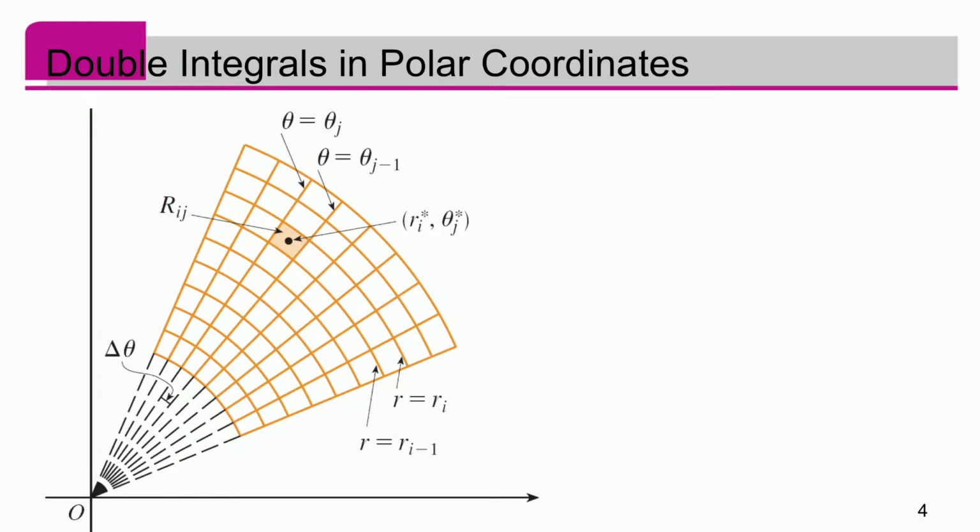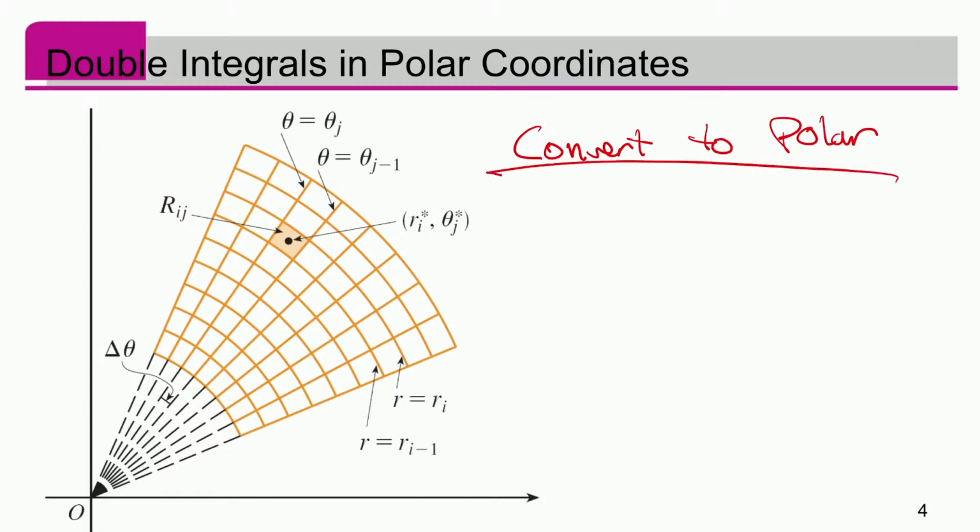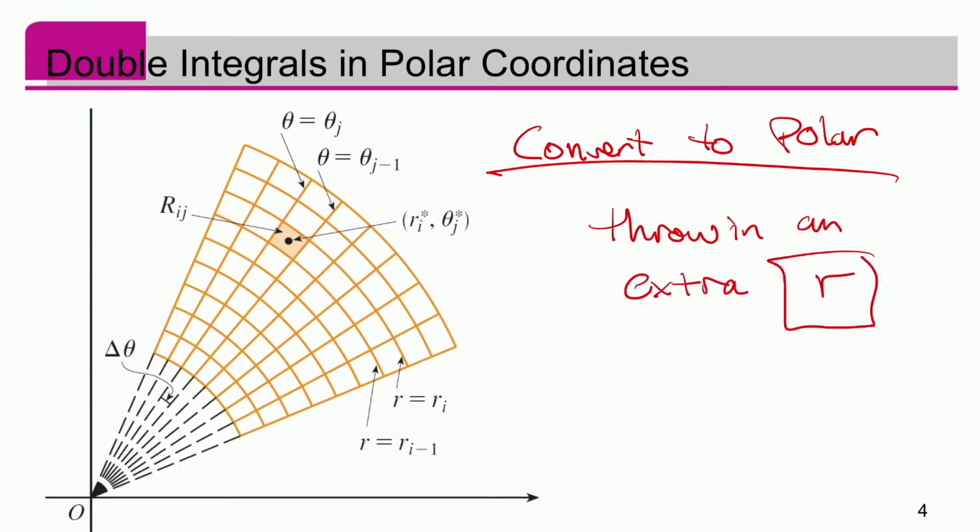And so here's what happens in the conversion. When you convert to polar, you throw in an extra r. That's it. So there's a reason for this that we could work out geometrically based on the formulas for the volume of a solid that's not a rectangular solid. But for all intents and purposes, what you're going to care about is you just throw in an extra r.